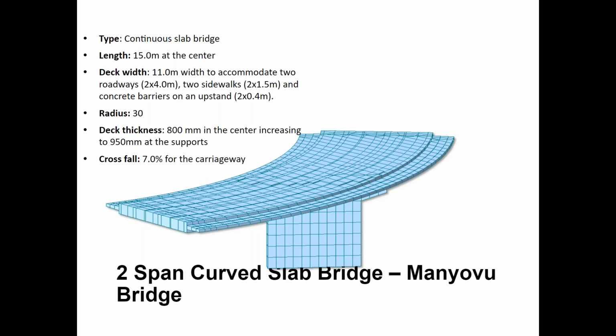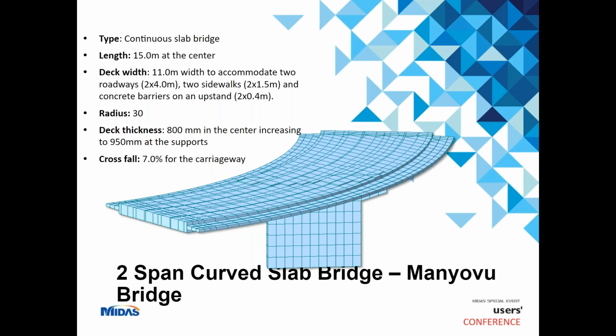The deck width is about 11, and the riding area length is about 8 meters. It has 2 sidewalks, each on either side is 1.5 meter. Then a concrete barrier that is 0.4 and 900 millimeters high. The radius is 30. Deck thickness that was chosen was 800, of course, increasing to 950 at the supports. We put a crossfall of about 7% in the carriageway.